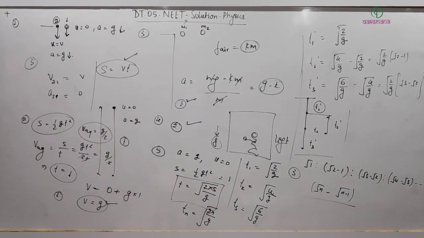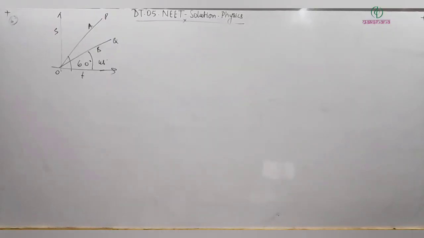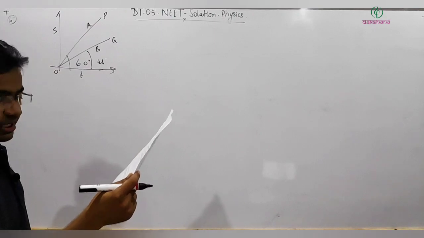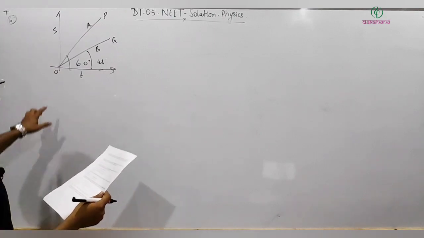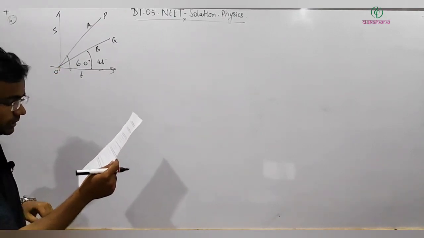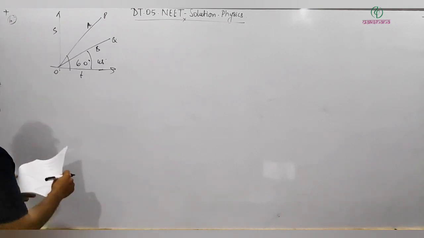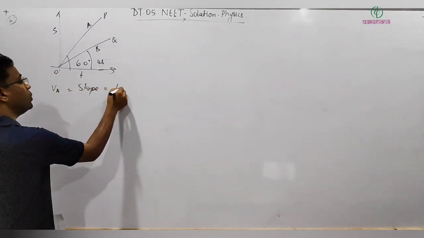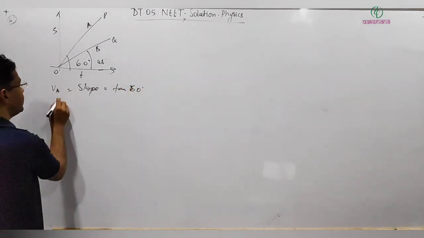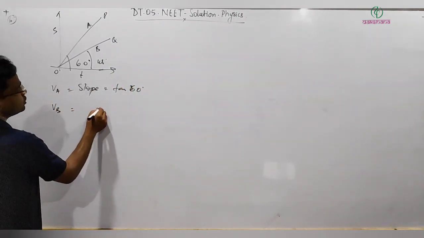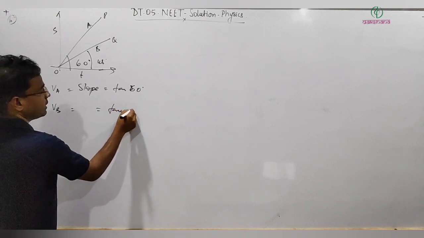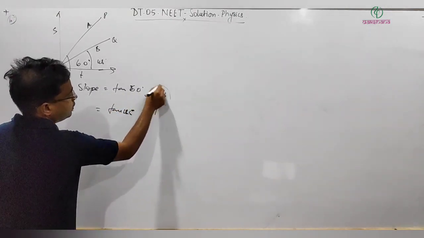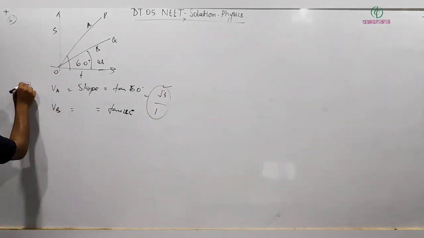Next, let's see. Okay, next question number 6. The displacement time graph for two bodies A and B are OP and OQ respectively, and their angles are 60 degree and 45 degree. Ratio of the velocity of A and B: we know velocity is equal to slope, and that will be equal to tan 60 degree for A, and VB will be equal to again slope, that will be equal to tan of 45 degree. So this will be root 3 divided by 1 will be the ratio, that matches with option 2.